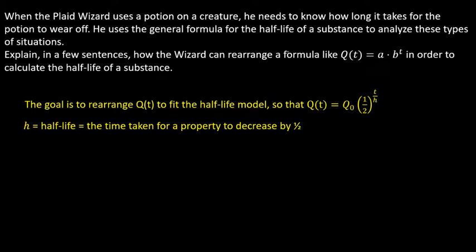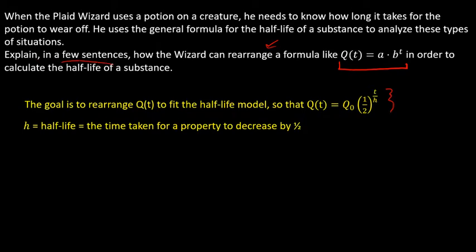So we have this wizard that uses potions on people, and he needs to know how long it takes for potions to wear off. So we want to explain in a few sentences how we can take this general formula and rearrange it in order to calculate the half-life of a substance. Please use that painkiller or headache example from the lesson as a model. Just like the lesson gives you a step-by-step, here's how we're manipulating and changing this formula to get it in this format that we want, use that as a template to answer this question, okay?